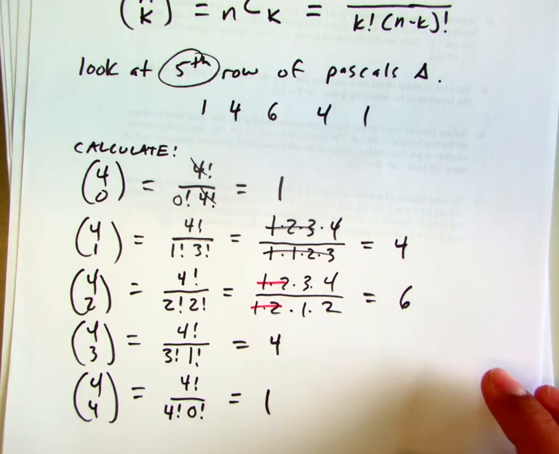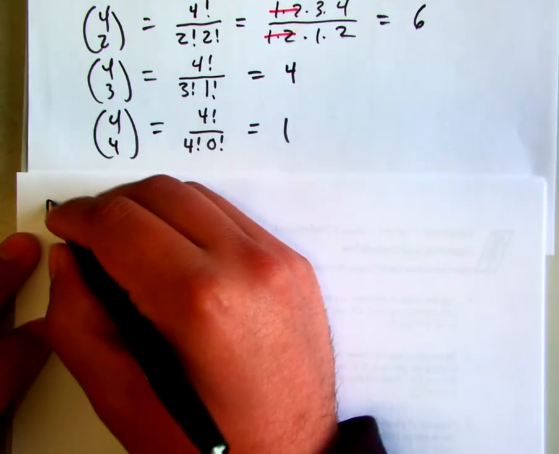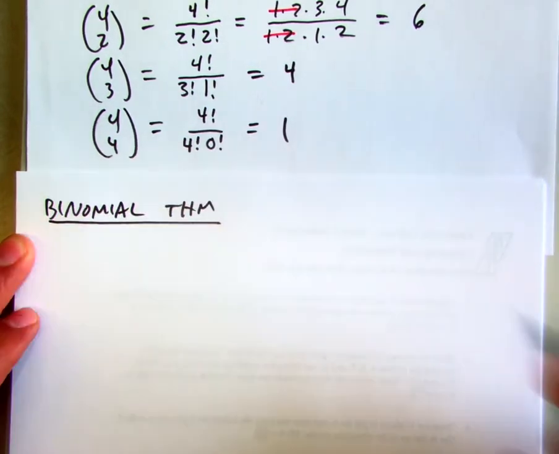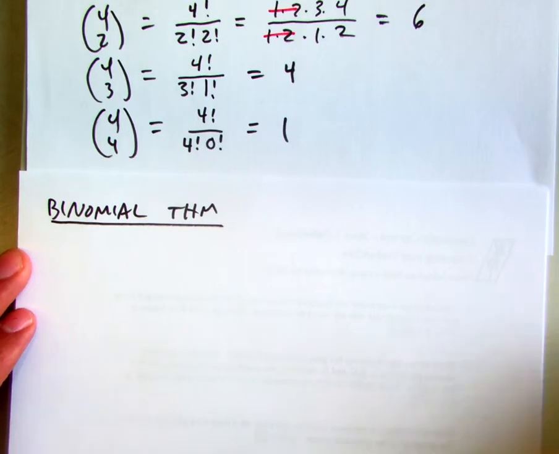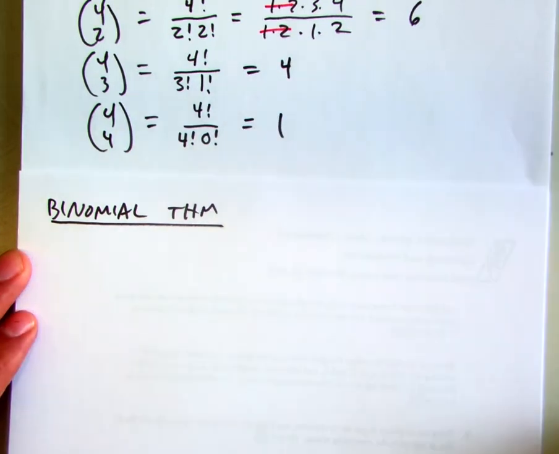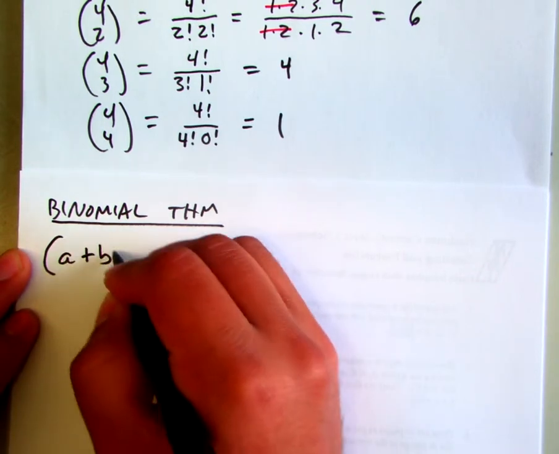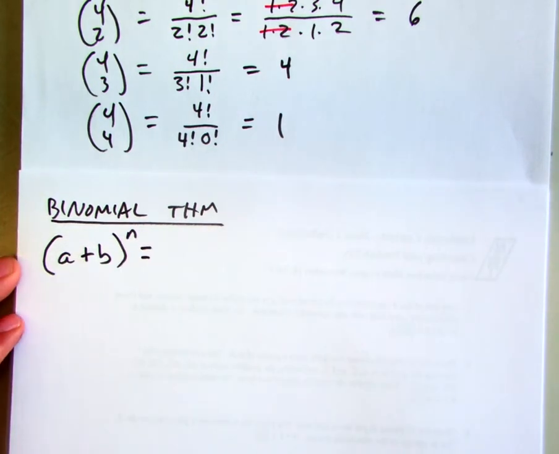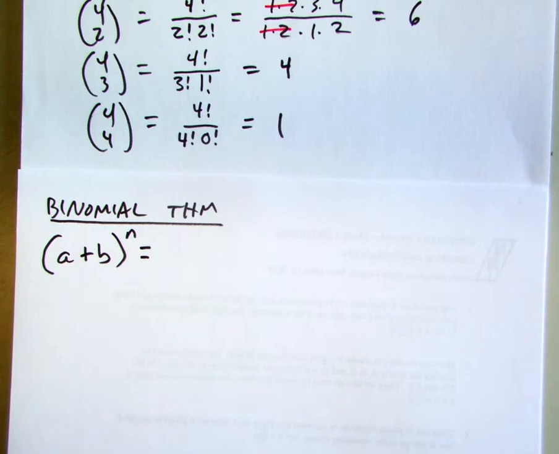All right. So, let's write down the binomial theorem. The binomial theorem looks like this. If I have a binomial to the nth power, we've already talked about how you could use Pascal's triangle to get those numbers that you stick in front of all the terms, right?